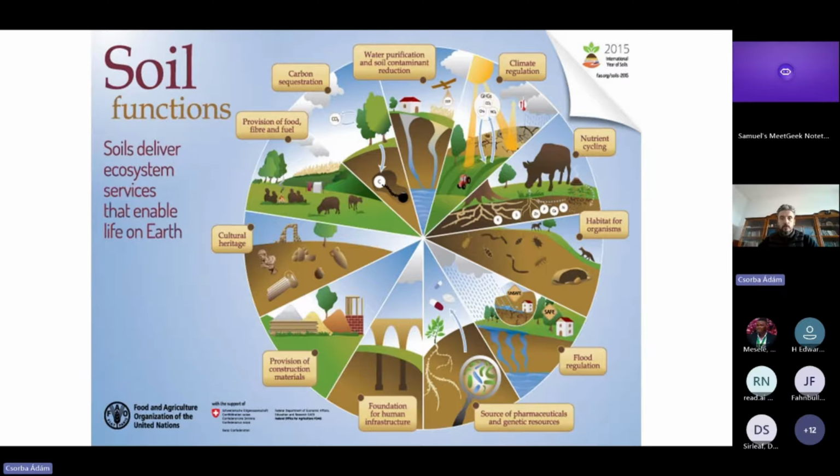This slide shows that soils support food, fiber, and fuel production, which is one of their most visible functions and the foundation of agriculture. Soils also play a major role in environmental regulation. They help with carbon sequestration, climate regulation, water purification, contaminant reduction, and flood regulation. Another key function of soils is nutrient cycling. Soils store, transform, and release nutrients that plants and other organisms need, making them central to ecosystem productivity.